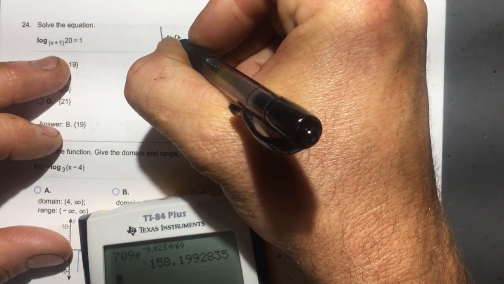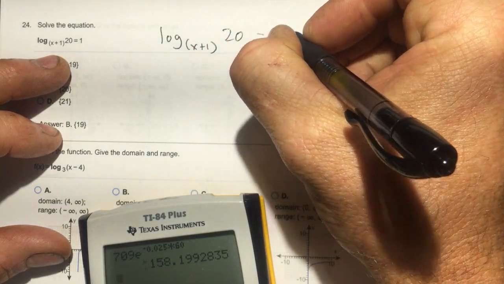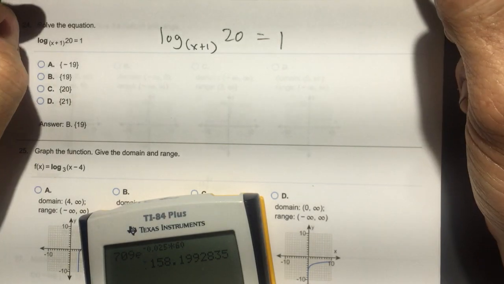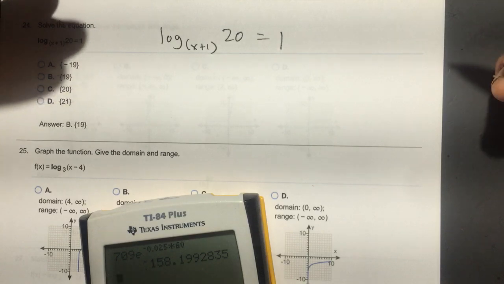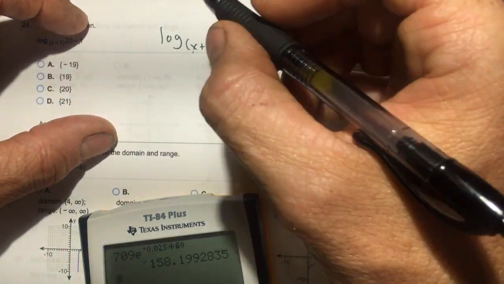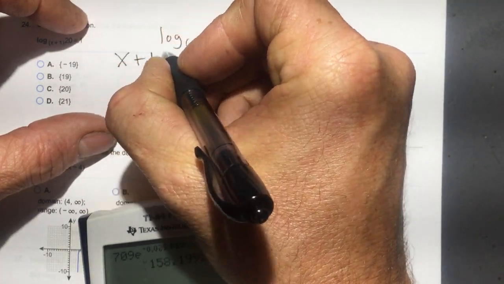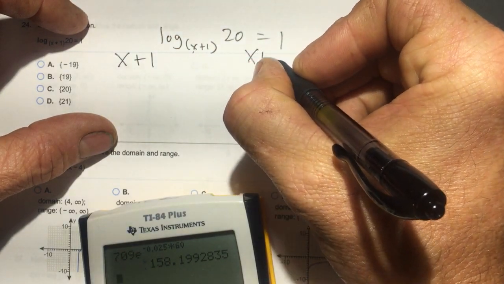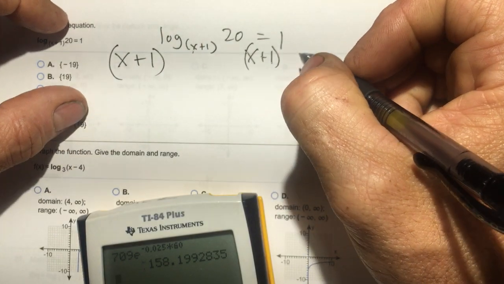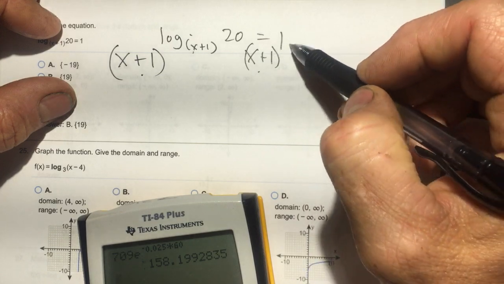All right, so we've got log base x plus 1 of 20 equals 1. To solve a log equation, you have to raise it as an exponent of whatever the base is. So this is base x plus 1. So I'm going to raise this as an exponent: x plus 1 to this power equals x plus 1 to the 1 power.